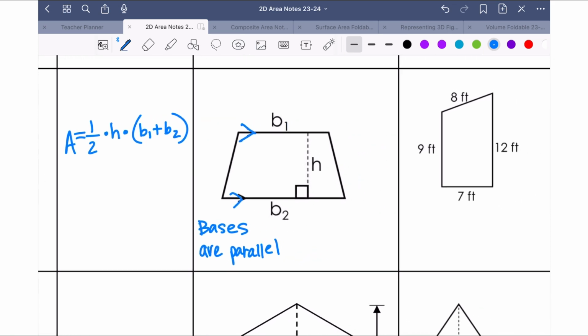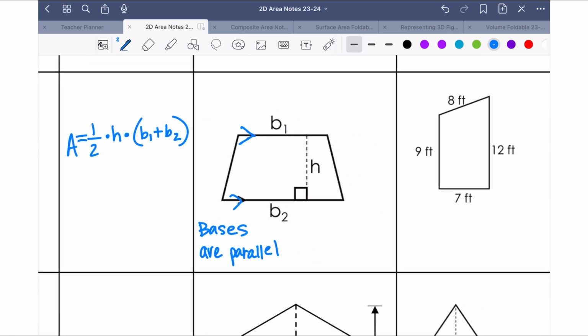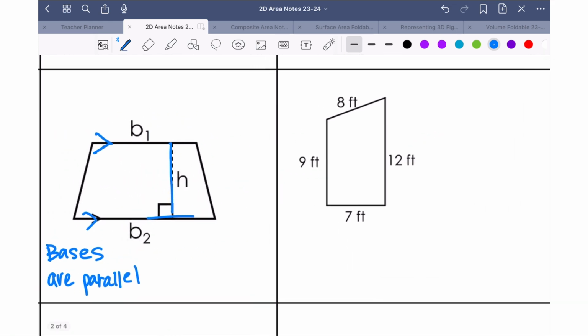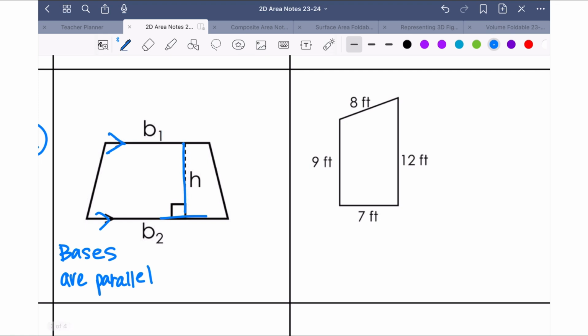Now, let's see if we can figure out which ones are the bases and which ones are the heights over here. All right. Now, remember, the one key important thing is that base and height are perpendicular. So on this picture, who are your two bases that are parallel to each other? The two bases are 9 and 12. So it doesn't matter which one you pick, base 1, base 2, as long as you know they're parallel. And then who is the height, 8 or 7 feet? So they have to be perpendicular to the base. So the only side that's perpendicular is 7. So this is your height.